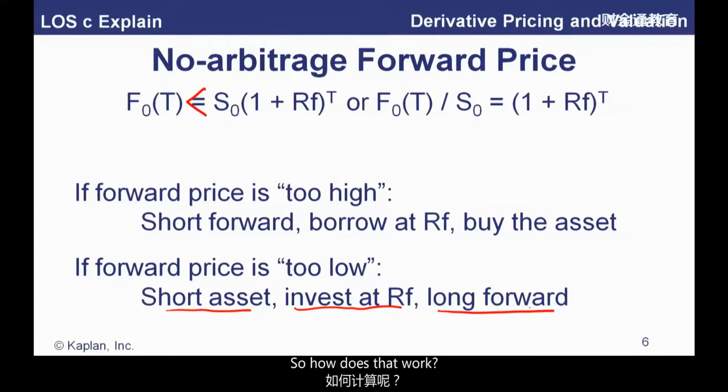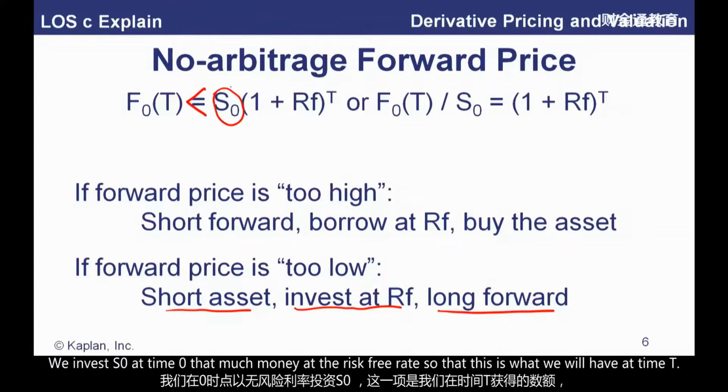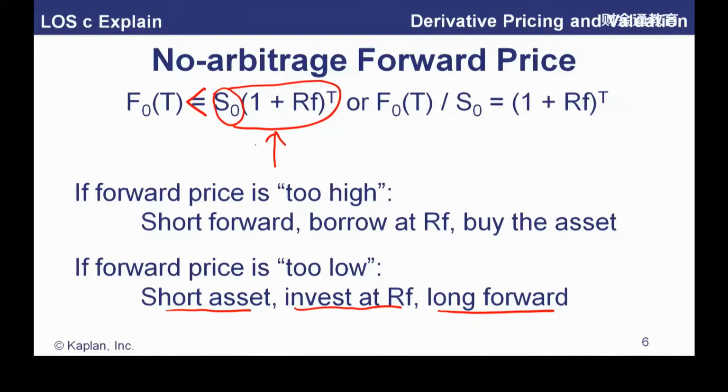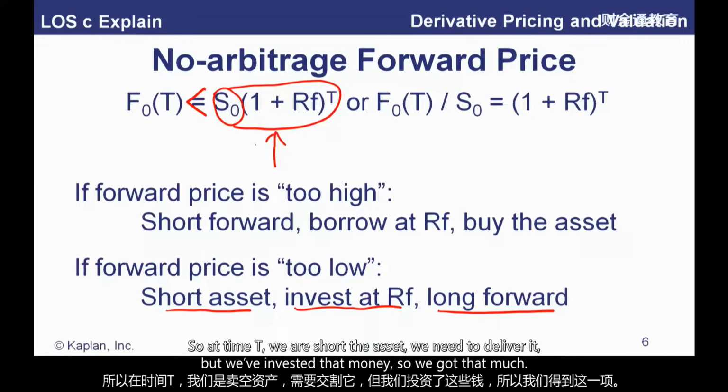So how does that work? Well, we sell this and get S0. We invest S0 at time 0, that much money, at the risk-free rate, so that this is what we will have at time t. So at time t, we're short the asset, we need to deliver it, but we've invested that money, so we've got that much.